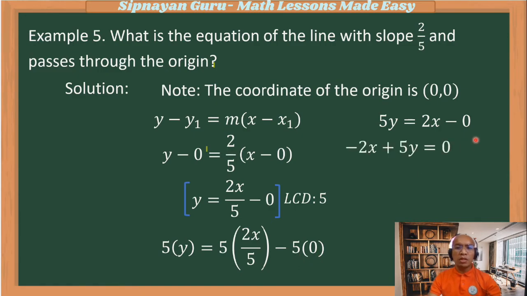Write this one into standard form. Transpose the positive 2x to the left side by virtue of addition property of equality. So this will be negative 2x. Just copy 5y and that is equal to 0. Multiply the whole equation by negative 1. So this would be 2x minus 5y is equal to 0. So this would be the equation of the line with a slope 2/5 and it passes through the origin.